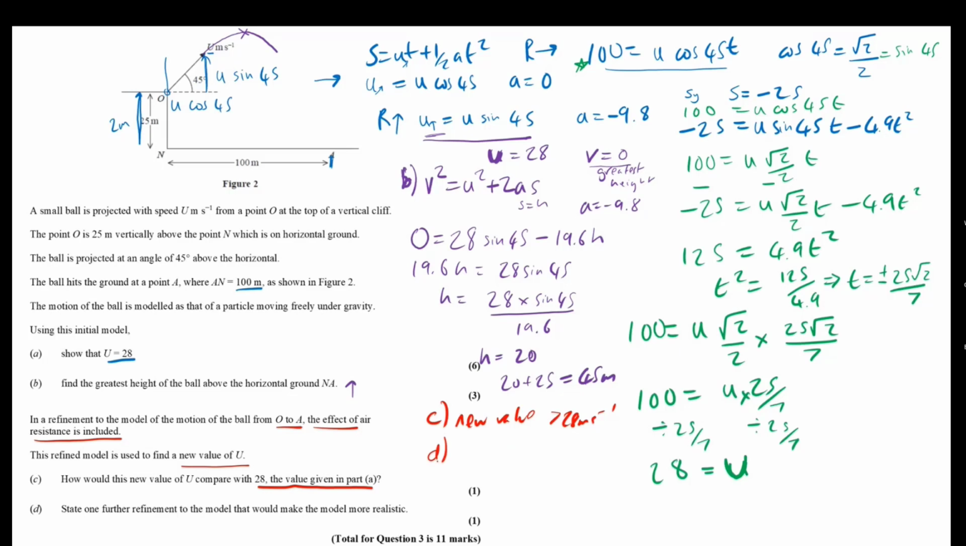D, how can it be more accurate? Now you can get one of these marks in. State one further refinement to the model that will make the model more realistic. What could you do with the model? So they added air resistance to make the model more realistic. What else could you do? So if you do physics, one of the acceptable answers is they use g as 9.81, right? So you can use a more accurate value for g. And remember, this is all modelled as a particle, so you could not model it as a particle.